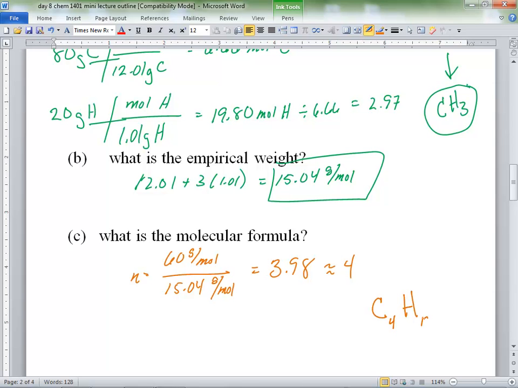Oh, yeah, that last guess we made, C4H12. That is the molecular formula. Okay.